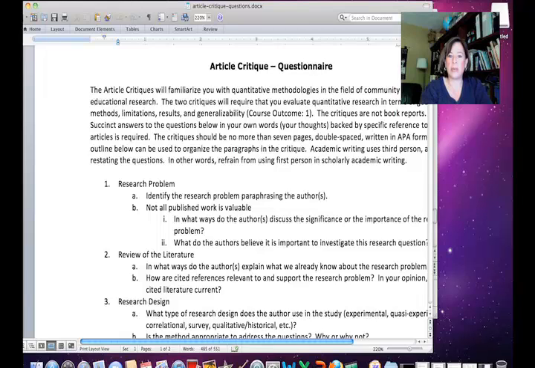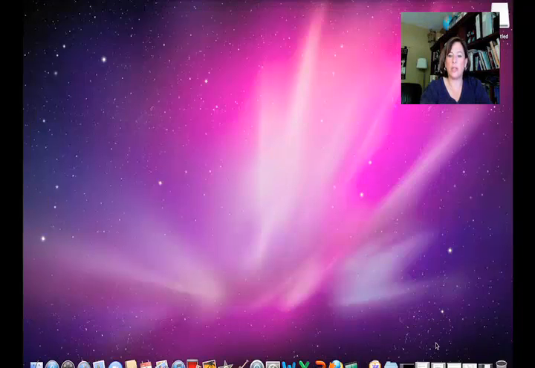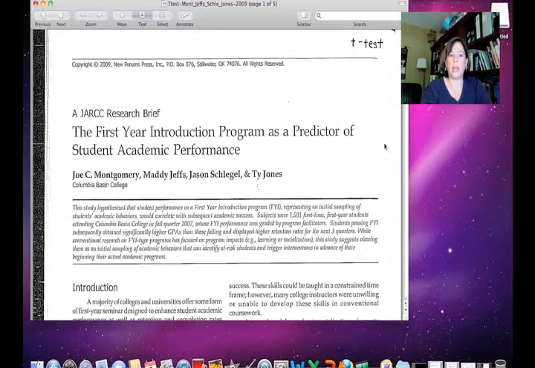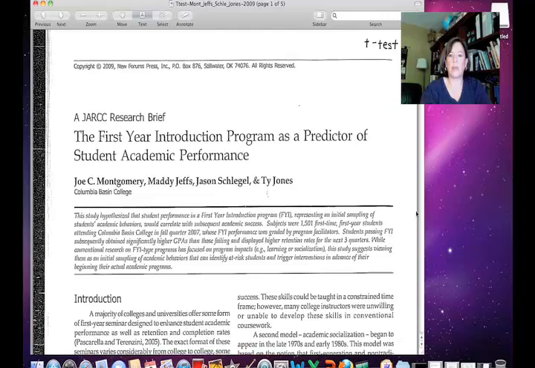Let's look at some examples of research. As I close out some of these other windows, let's look at some examples of research. Here's one from the Journal of Applied Research in the Community College, JARCC, from 2009. The first year introduction program as a predictor of student academic performance.